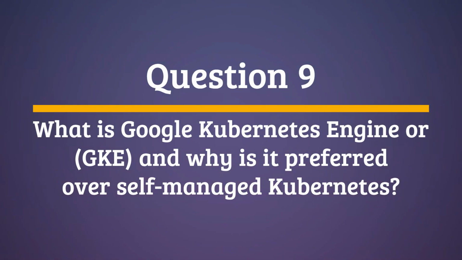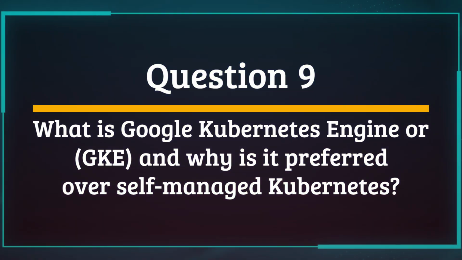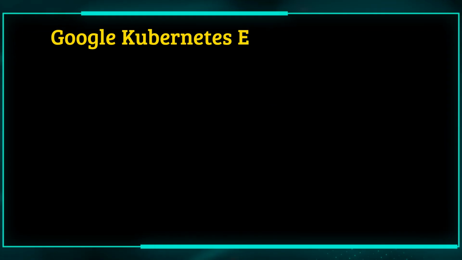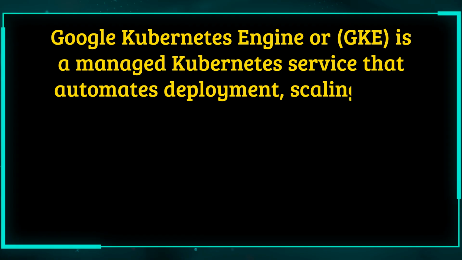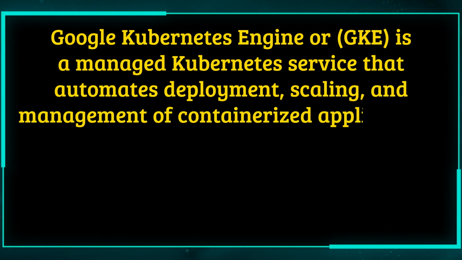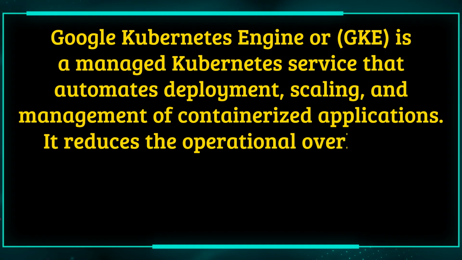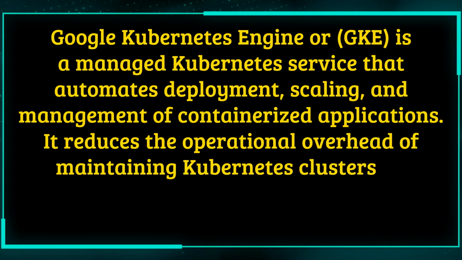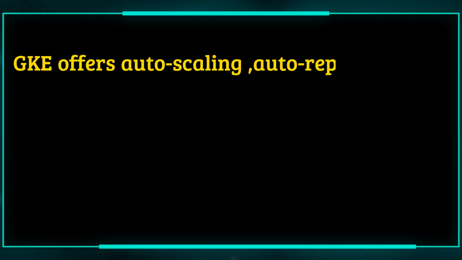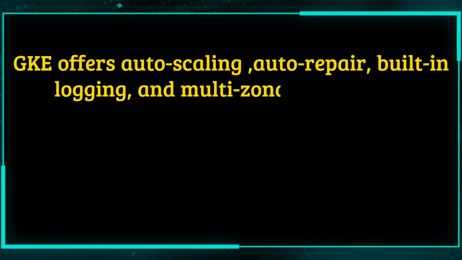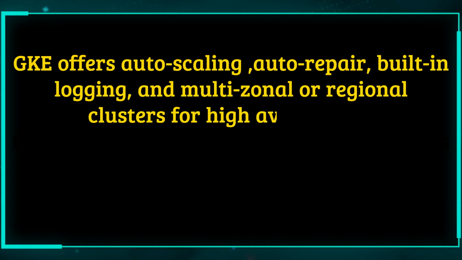Question 9. What is Google Kubernetes Engine, or GKE, and why is it preferred over self-managed Kubernetes? Answer. Google Kubernetes Engine, or GKE, is a managed Kubernetes service that automates deployment, scaling, and management of containerized applications. It reduces the operational overhead of maintaining Kubernetes clusters by handling upgrades, patching, node provisioning, and monitoring. GKE offers auto-scaling, auto-repair, built-in logging, and multi-zonal or regional clusters for high availability.